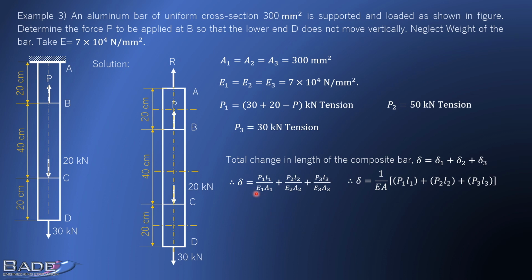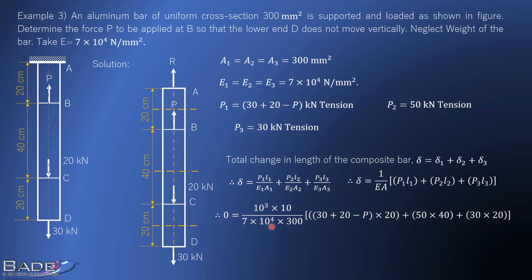Before that, check delta equals P1 L1 upon E1 A1 plus P2 L2 upon E2 A2 plus P3 L3 upon E3 A3. We should put corresponding values in the formula. But Young's modulus, watch here, Young's modulus and cross-sectional area are same for this entire bar. So that is common factor. I have written outside the bracket. So delta is 0. Check here.